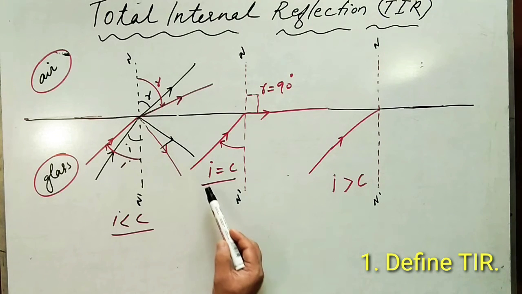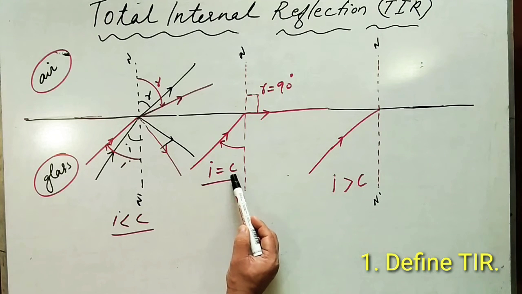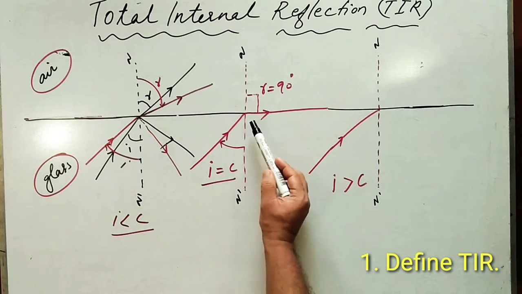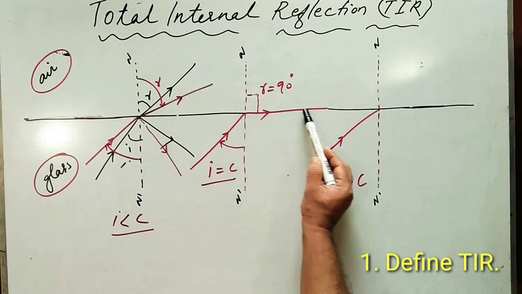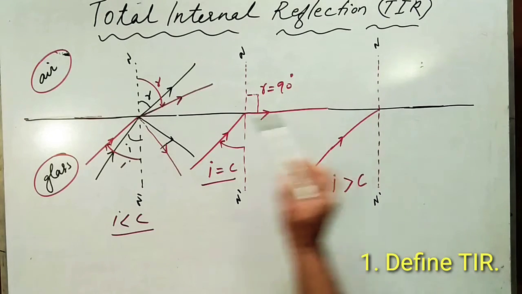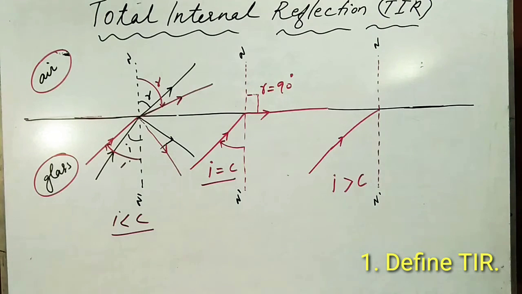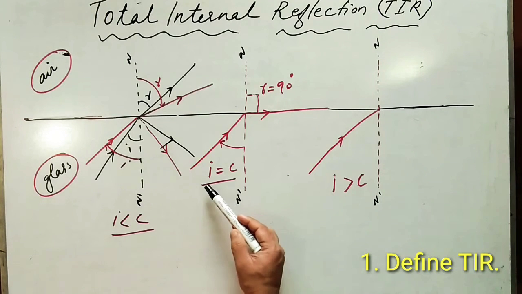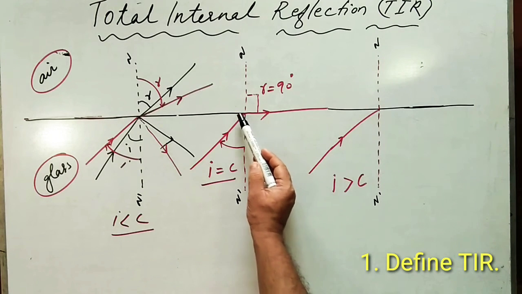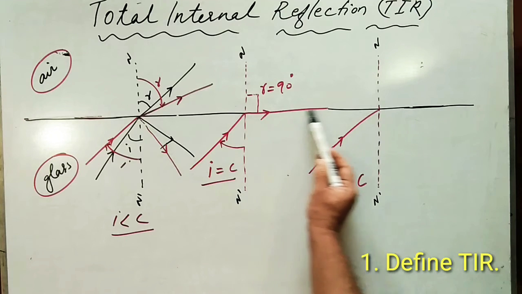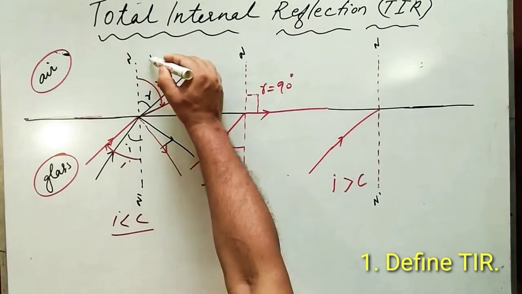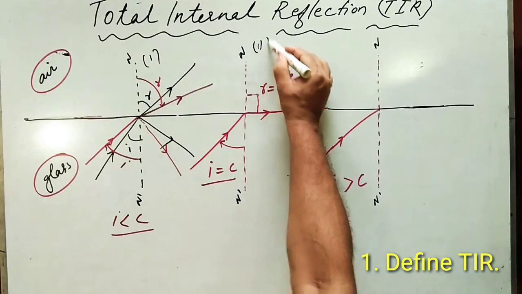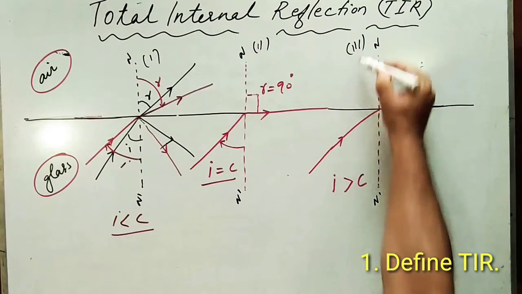So here in this case, when the angle of incidence is equal to the critical angle, you can see the ray of light is emerging along the periphery, along the boundary between glass and air. All right. So when the angle of incidence is equal to the critical angle, the ray of light is emerging through the boundary. All right.